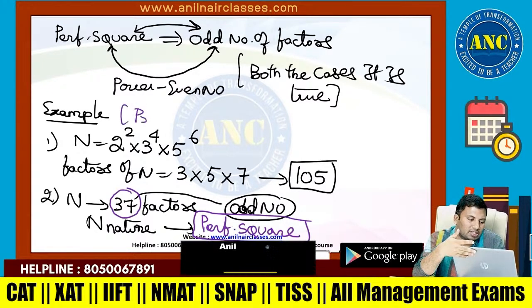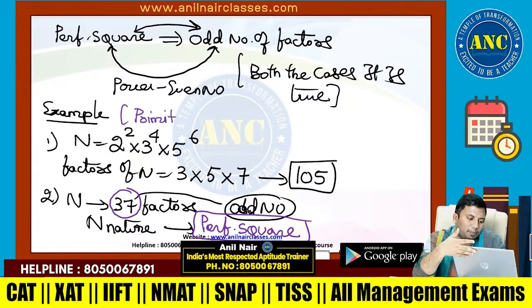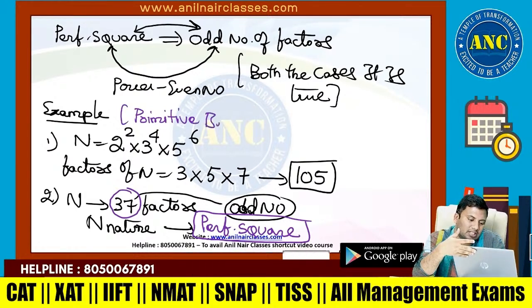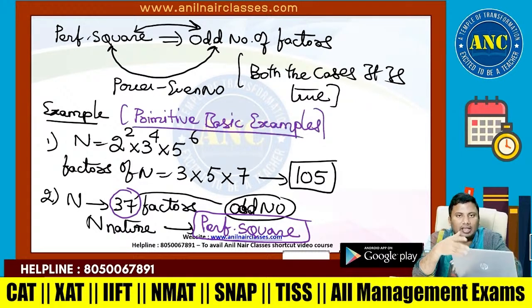These both examples are very basic primitive examples, for basic understanding of the concept. Now I will take little advanced examples. If a number is a perfect square, it always has an odd number of factors. Now, example 3. Please write down.